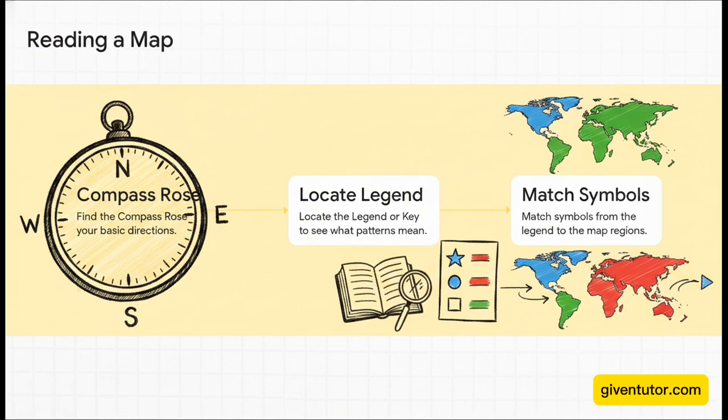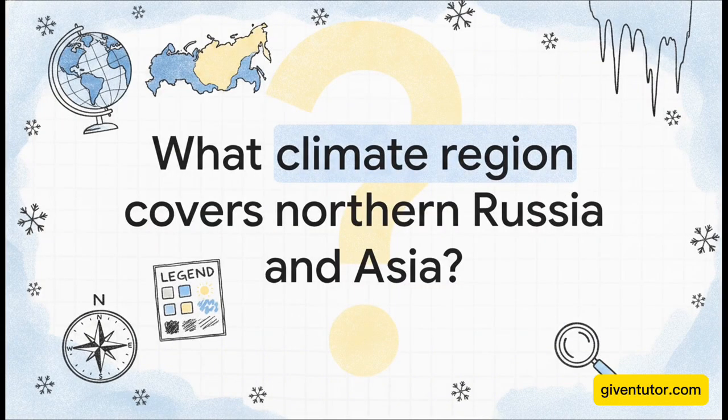Step 2. Locate the legend or key. Think of a map legend perfectly like a dictionary. It tells you exactly what those patterns, colors, and symbols actually mean. Step 3. Match the symbols and colors from the legend directly to the regions on the map itself. That's the whole shebang. All right, now it's your turn.